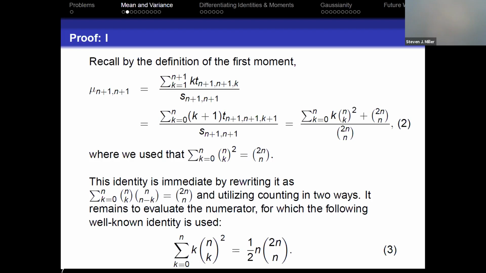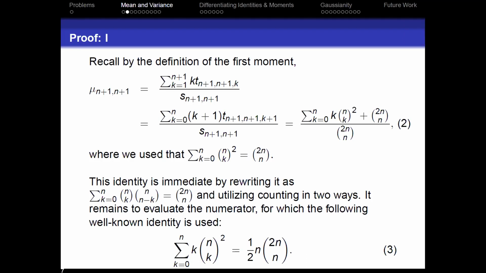And so now we want to use the following identity to complete the proof. The sum of k times n choose k squared is 1/2 n times 2n choose n. This is going to be really nice for us because now when we divide by 2n choose n, we'll get 1/2 n, and we'll get the plus 1 from over there. So all we have to do now is prove identity 3. All right, any questions on what we have so far?